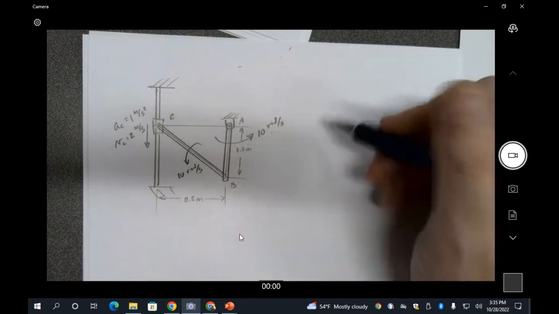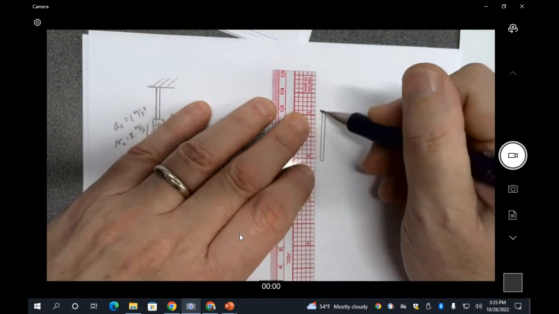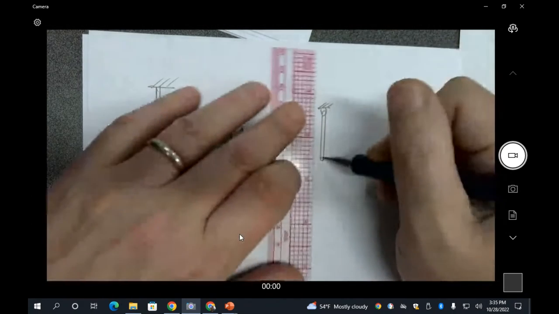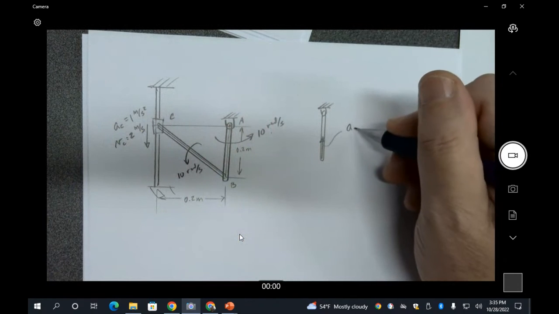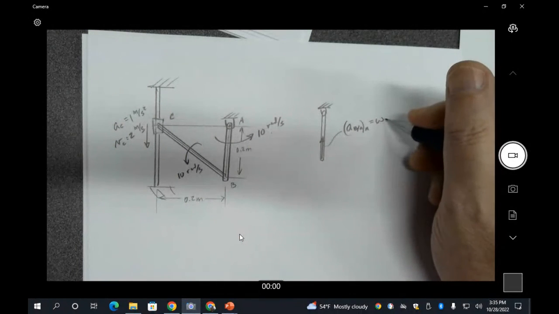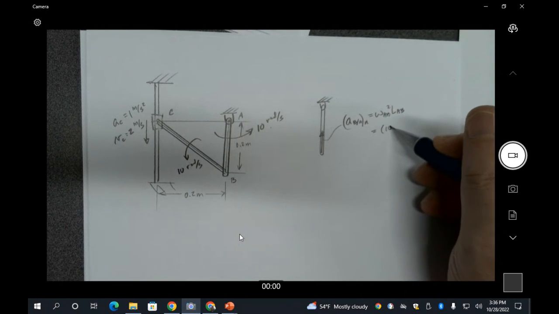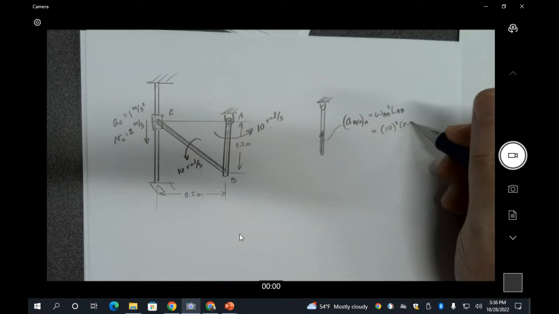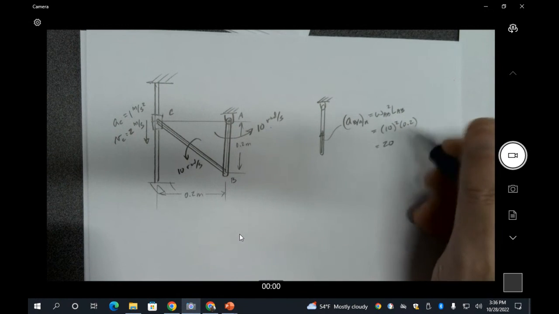One of the things we could do is jump over to link AB and find the normal acceleration that's going to be taking place right there. That acceleration of B with respect to A in the normal direction is going to be omega AB squared times the length of AB, which is just 10 squared times 0.2 meters. So that should be 20, right? Because it's 100 times 0.2.